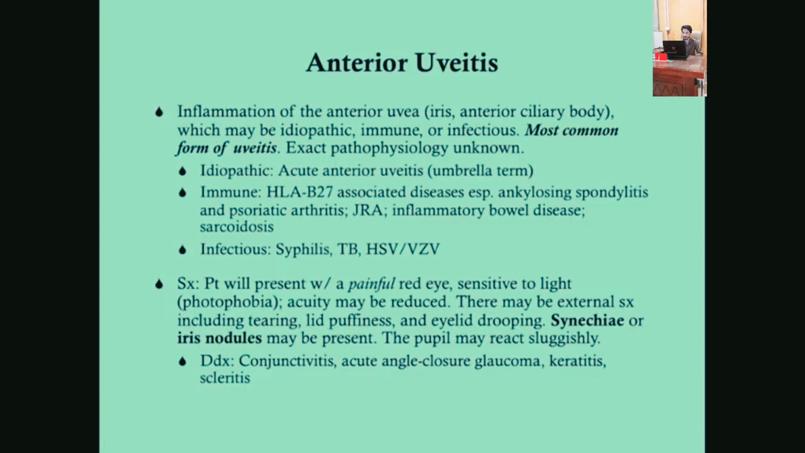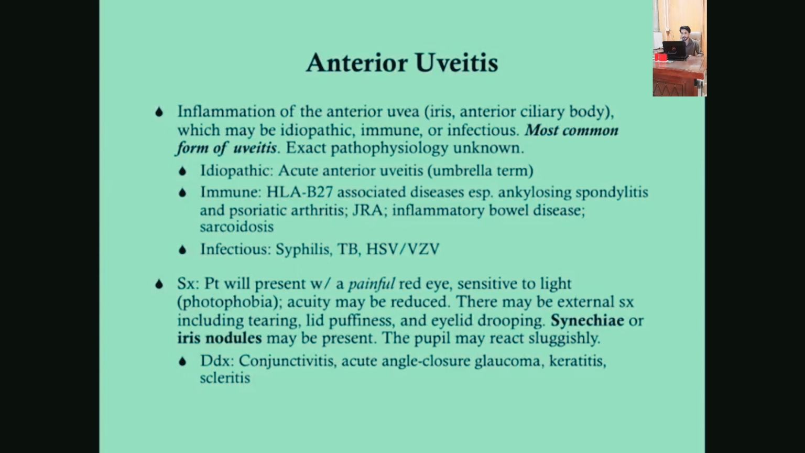Okay. So, anterior uveitis I wanted to give the most attention to because this is the most common form of uveitis. This is an inflammation of the anterior uvea, being the iris, and the anterior ciliary body, and this can be, as mentioned, idiopathic, immune, or infectious. It's the most common form of uveitis. The exact pathophysiology is unknown.